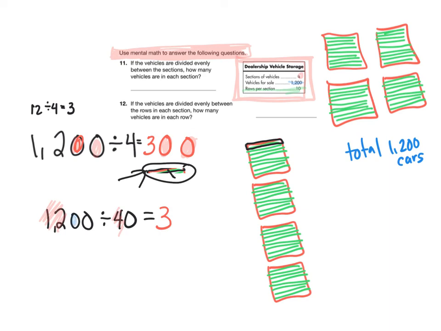I've got 2 zeros here, but I have 1 zero here. So these two actually cancel each other out. Oh my gosh, so our quotient will only have 1 zero. I don't even know how to teach you that right at this very moment. 30 is the answer. There's 30 cars in each section.